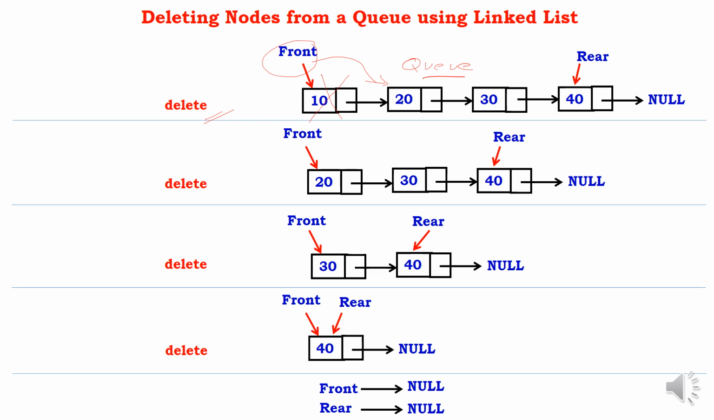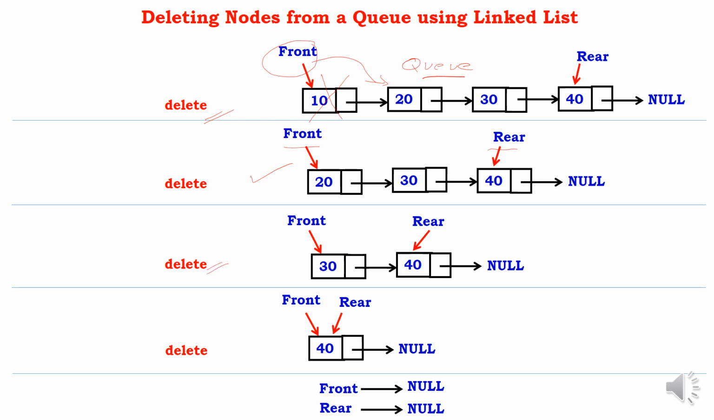See here, after deleting front node, the linked list contains only three nodes and front is pointing to 20, rear is pointing to 40. So it is again a queue. There is a linked list. First node is pointed by front, last node is pointed by rear. Again you wanted to delete one more node.